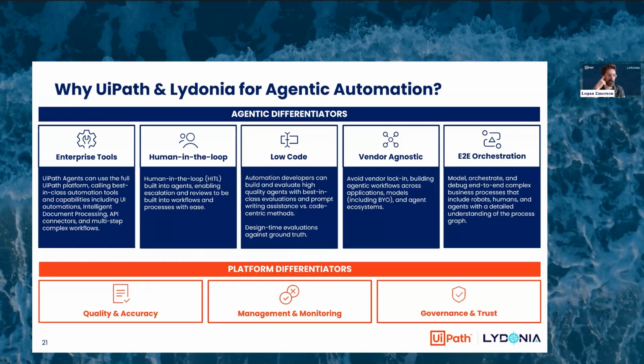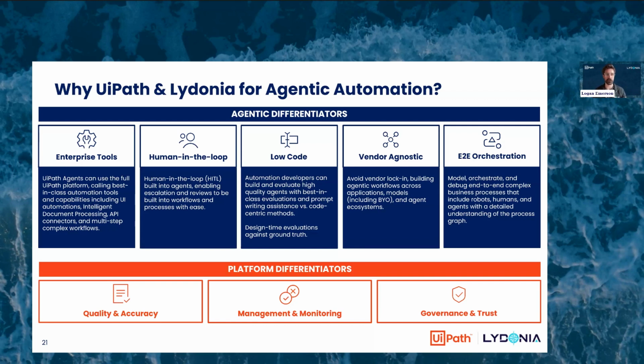So having enterprise tools, you got the whole UiPath platform. And Lydonia is as good as anybody at leveraging the whole UiPath platform. So it's not just API calls from your agent to a service. It's, hey, sometimes a UI is going to need to get involved. You need that core RPA to be a tool for the agent. You might need intelligent document processing or communications mining to take care of part of the job.